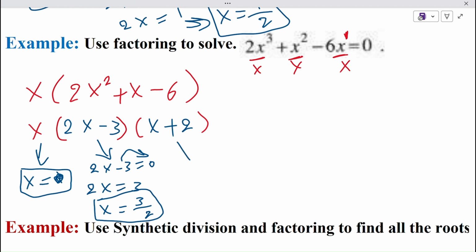What about the third one? x plus 2 is equal to 0. Then x is equal to minus 2. This is the third value. I hope it's clear.